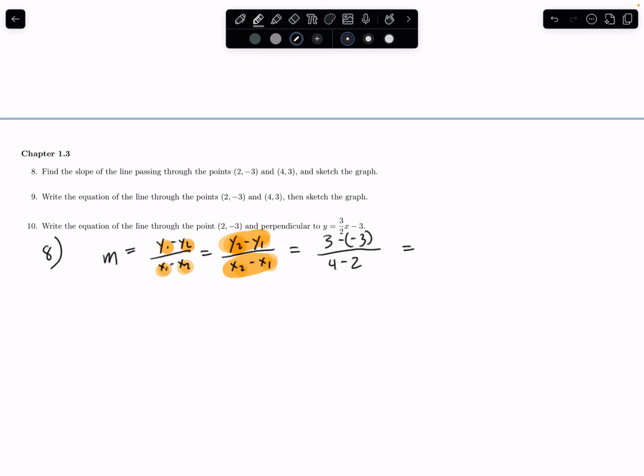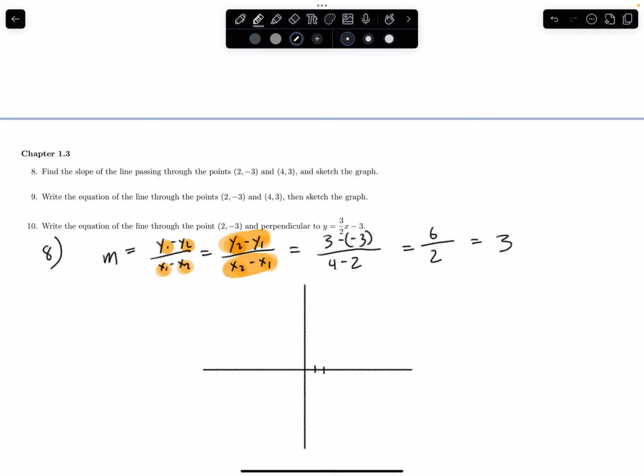3 minus -3 is like 3 plus 3, so that's 6. 4 minus 2 is 2, so that means 3. Slope is 3. Great. Now we're going to sketch the graph. Okay, so sketch the graph. How are we going to sketch the graph? Well, a super easy way to sketch the graph is just plot those 2 points and connect the dots.